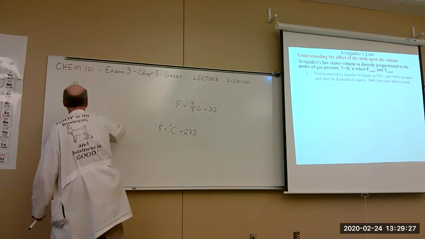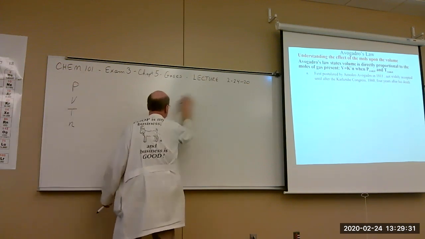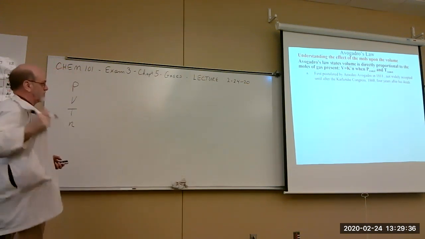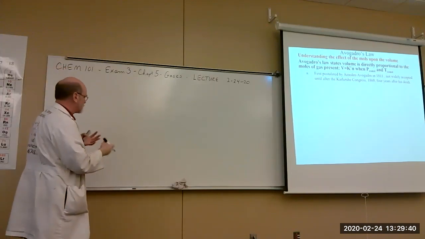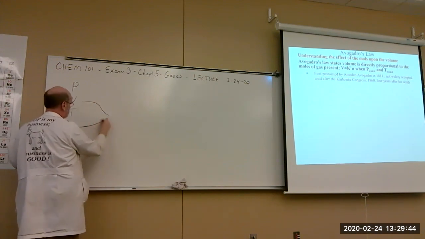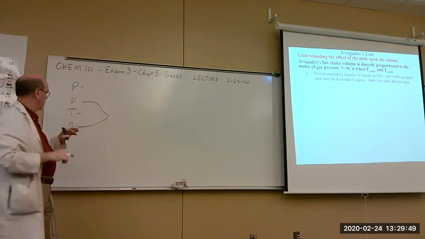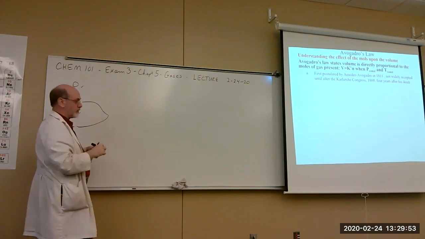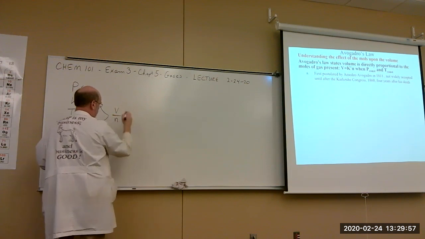Now, the last one we're going to consider came a little bit later. It is attributed to Avogadro. So Avogadro wanted to describe things in terms of volume and moles. So temperature and pressure have to be constant. Volume and moles can vary. In this one, we also have a direct proportion.